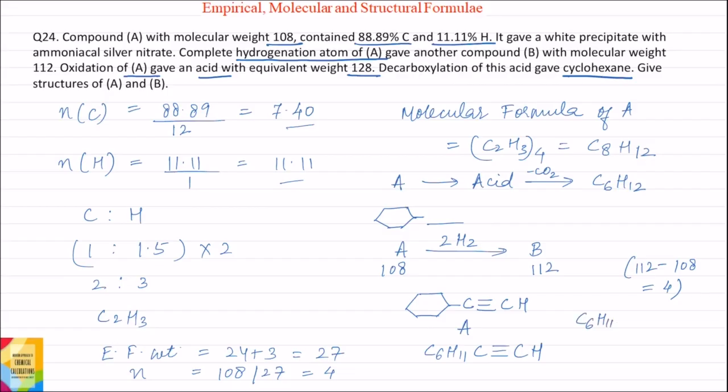Now the formula of B, which is formed by hydrogenation of A, will be C6H11 CH2 CH3. This is the formula for B, or its structure can also be written as the cyclohexyl ring CH2 CH3.